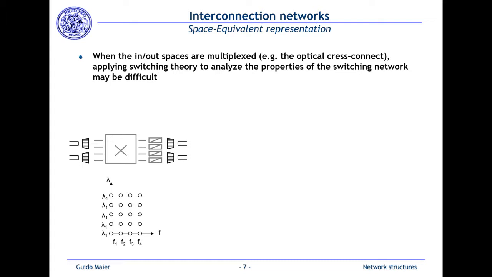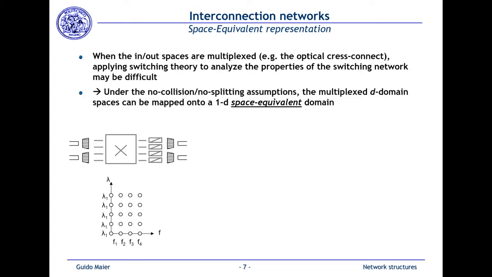The optical cross connect is a device that performs the switching operation both in the space domain, because you may change fiber, but also in the wavelength domain. If you have wavelength converters, you may change wavelength. This representation of the input and the output space is, however, a little bit complicated because you have multidimensional spaces.